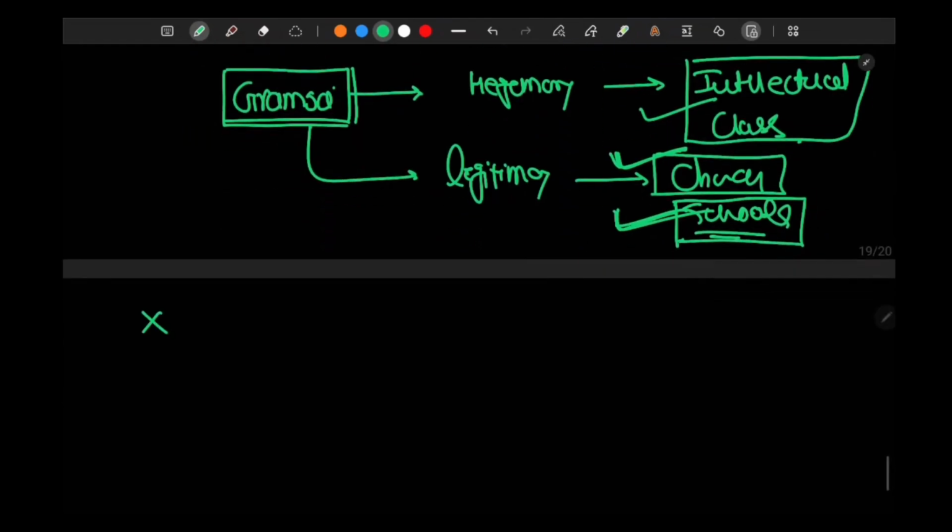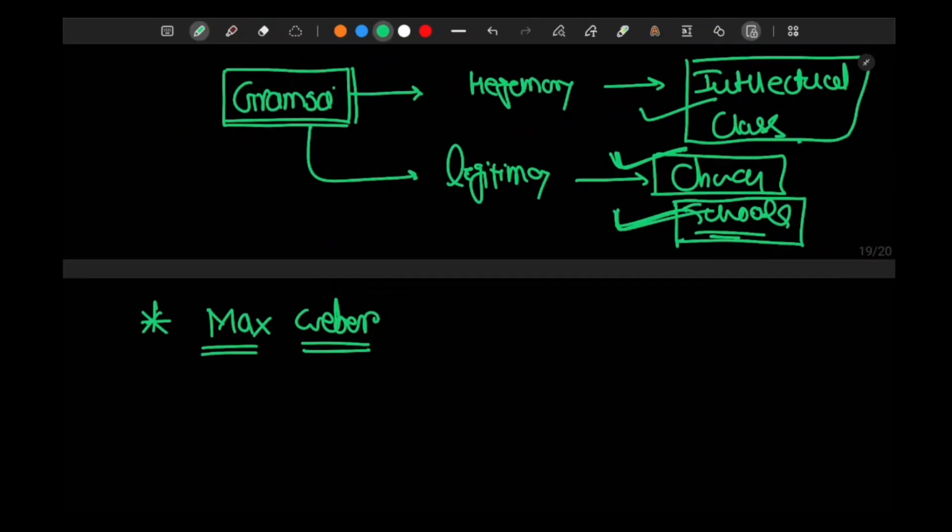Then there is Max Weber. If you remember in the theory of power, Max Weber gives the theory of power and authority. Max Weber says that there are three bases of power, or three elements of power. There is social power, there is economic power, and the third one is political power, right?